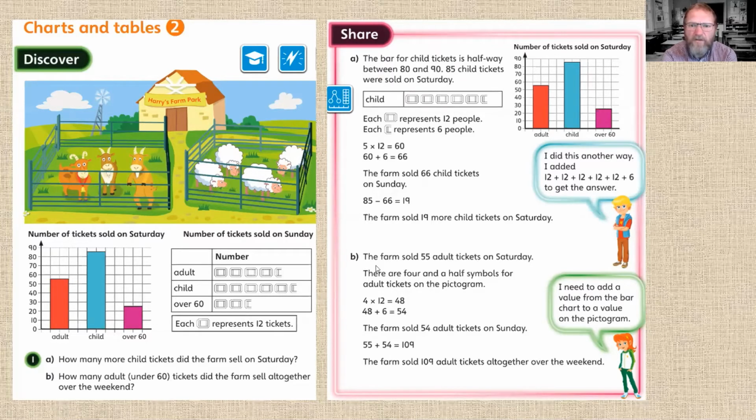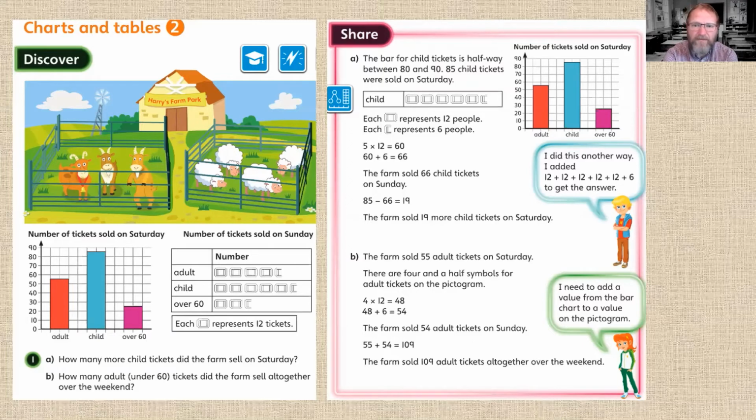Question 1B. The farm sold 55 adult tickets on Saturday. There are 4.5 symbols for adult tickets on the pictogram. Okay, so if we have a look over here on the pictogram, 1, 2, 3, 4 full tickets and 1 half ticket. So if a full ticket represents 12 people, 4 times 12 is 48. And that's 48, and the half a ticket represents 6 people. So 48 plus 6 equals 54. So the farm sold 54 adult tickets on Sunday.